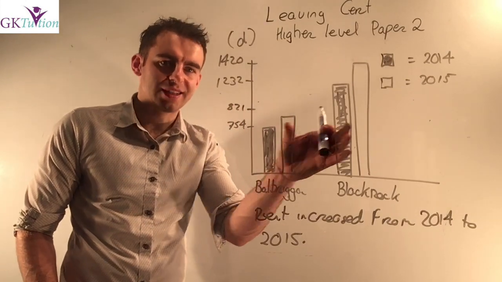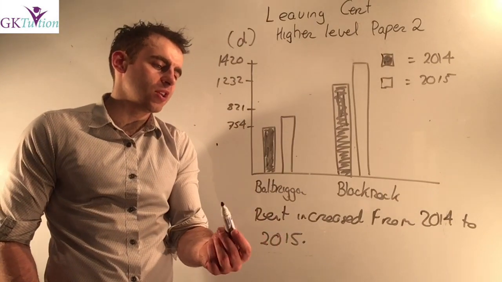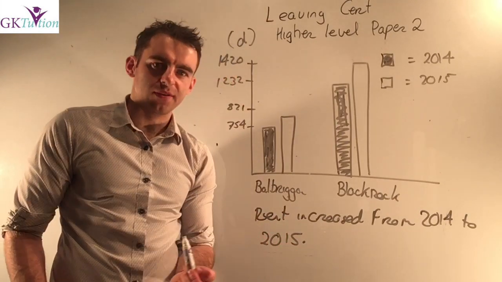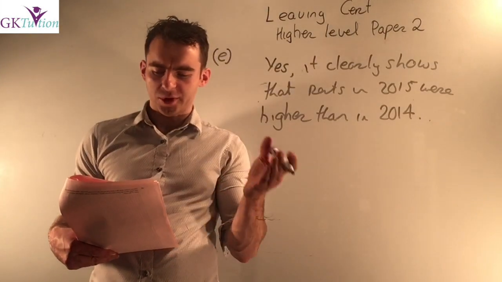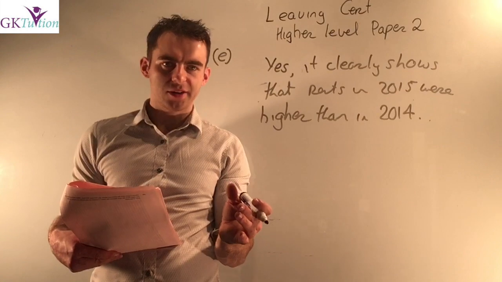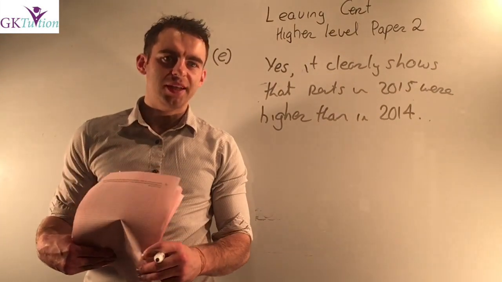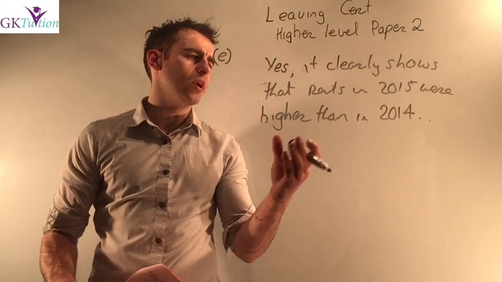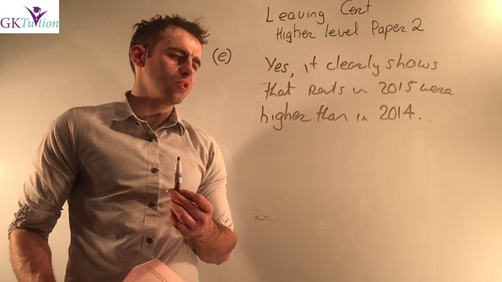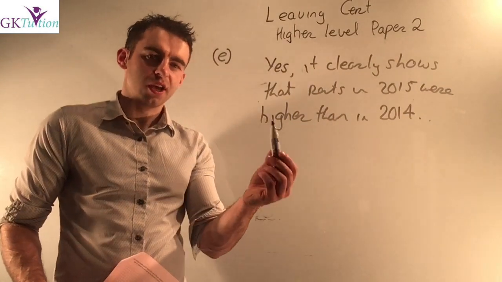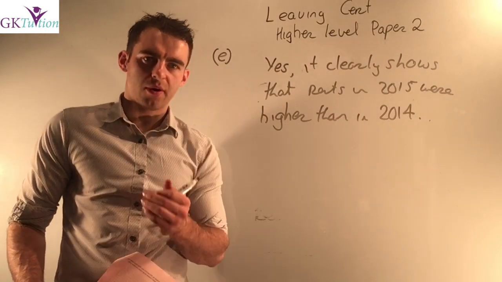You obviously needed to do that 6 times, and in each case it would have increased. So then your observation can be that the rent increased from 2014 to 2015. Okay, in part E, I'm given the rents from 2014 and 2015 compared on a trend graph. And does this graph support your claim in part D? My claim in part D was that the rents have increased from 2014 to 2015. So I could say that yes, it clearly shows that the rents in 2015 were higher than in 2014. So I'm kind of just reiterating what I said in part D, but this graph agrees with my claim.